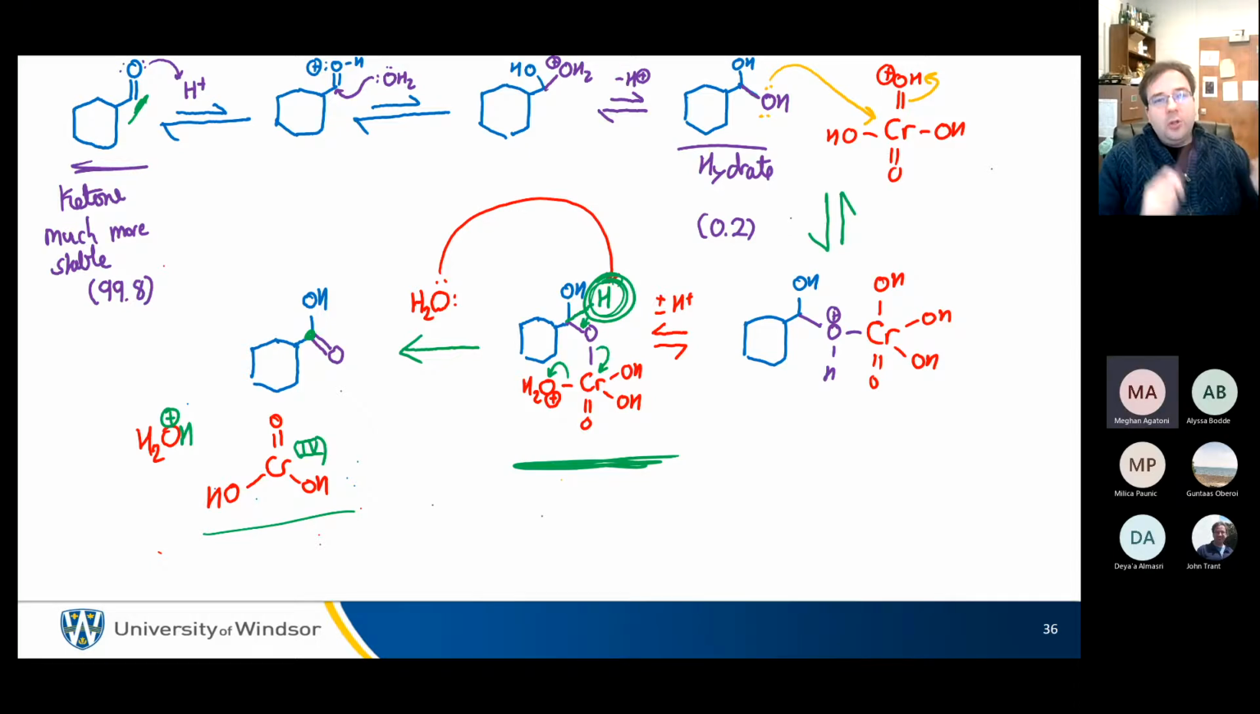So yes, the Jones reagent will always give you the acid on a primary alcohol, so an alcohol at the end of a chain. On an alcohol in the middle of the chain, like a secondary alcohol, it'll always give you a ketone because it can't go further than a ketone because there's no proton. And on a tertiary alcohol, it won't react because there's no hydrogen for it to eliminate. You need that hydrogen. Okay. Thank you so much.